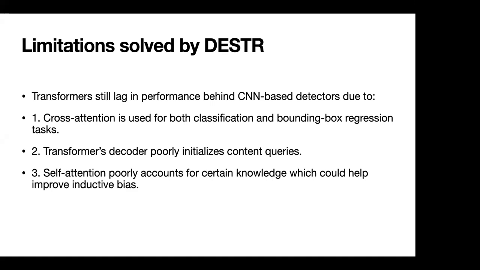recently there were published papers on vision transformers, especially DETR, and some of its follow-up papers like CDETR, but they are still lacking performance behind CNN-based detectors due to three reasons. The first one is that cross attention is used for both tasks together. The second one is that the transformer decoder poorly initializes content queries. In DETR, they initialize it from scratch. That's why it can perform not so well. And the last reason is that self-attention poorly accounts for certain knowledge, which could help to improve inductive bias in the decoder part.